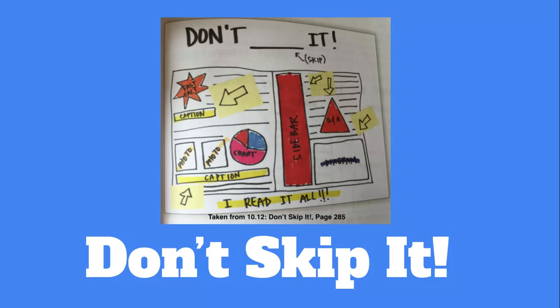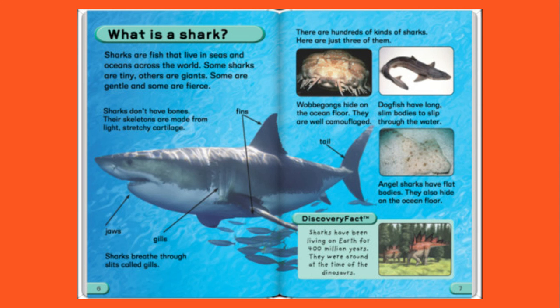I have two examples of nonfiction books that have some text features. We're going to look at them together, and then I'm going to ask you to go off on your own today and read a nonfiction book, either on RazKids, Get Epic, or one that you may have at home. We want to try and find one that has some text features so that we can practice our Don't Skip It strategy. So this is a couple pages from a book about sharks.